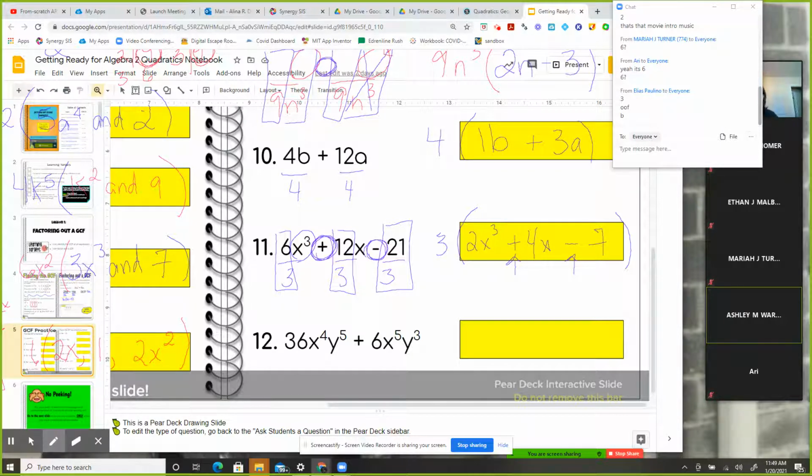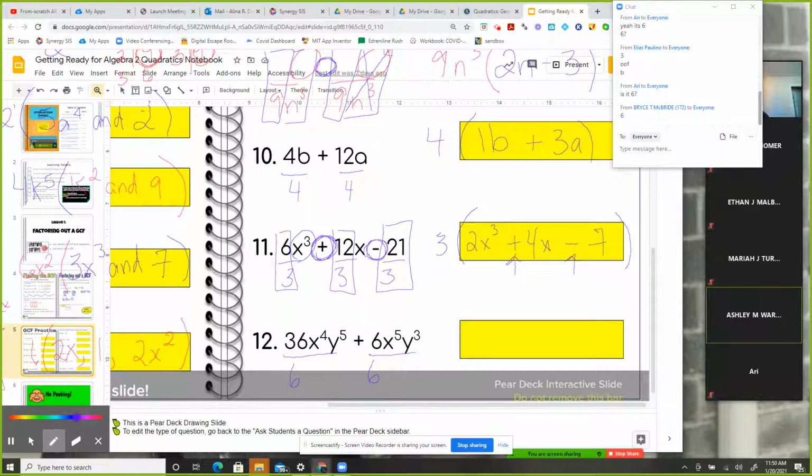The last one looks crazy, but we're still going to take it one step at a time. Like I said, all we're practicing today is breaking up one big complex problem into a series of little tiny easy problems. So look at your numbers first. What can I divide 36 and 6 by? 6. 100% 6. Then look at your variables.